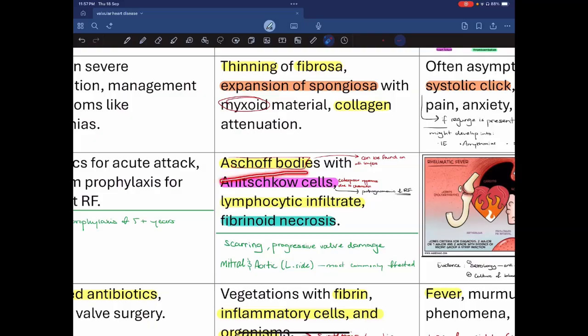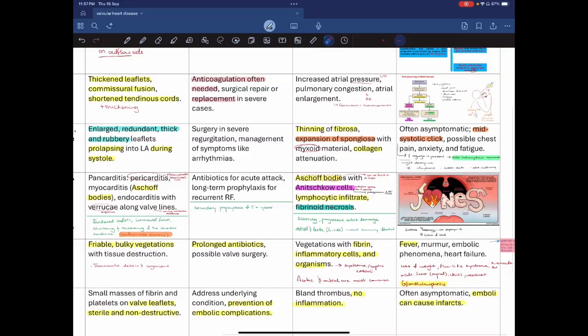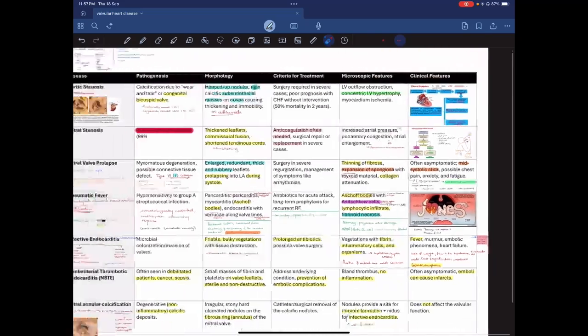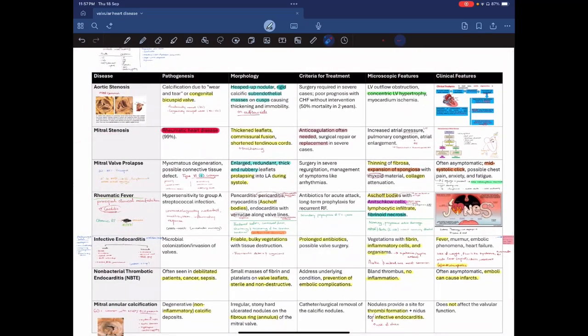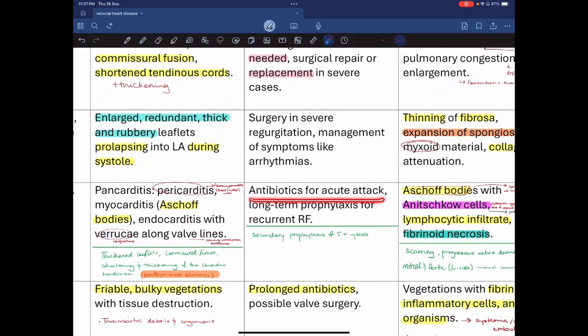The pathognomonic cell is called the Anitschkow cell, or the caterpillar appearance cell. Once we say it, we know it's rheumatic fever. We must also have some lymphocyte infiltration and fibrinoid necrosis, especially if we are in the endocardium, as you remember. Scarring might appear, and other complications like, as we said, mitral stenosis. What we need to do is give antibiotics for the acute attack to prevent it from progressing to chronic rheumatic heart disease.